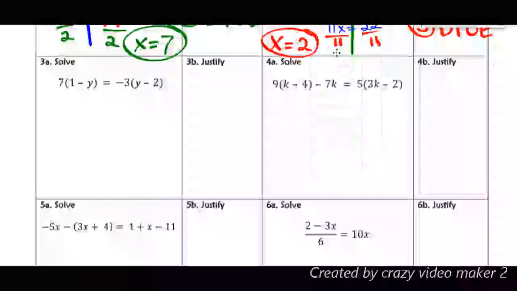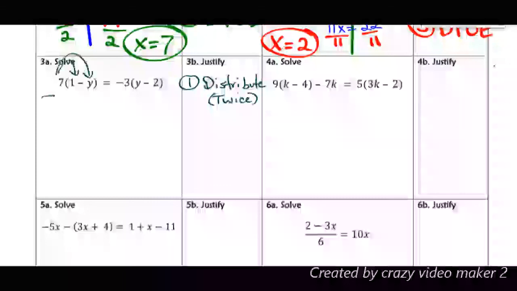All right, my next one, I see that I actually can distribute on this one. I'm going to distribute on both sides at the same time. So my first step is to distribute. And actually, I'm going to do this twice. I'm going to do it on the left side. 7 times 1, 7 times negative y. That's 7 minus 7y equals, I'm going to do it on the right side also, negative 3 times y is negative 3y. And negative 3 times a negative 2 is a positive 6. I write that as plus 6.